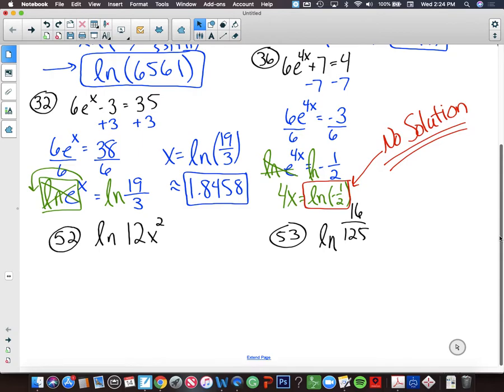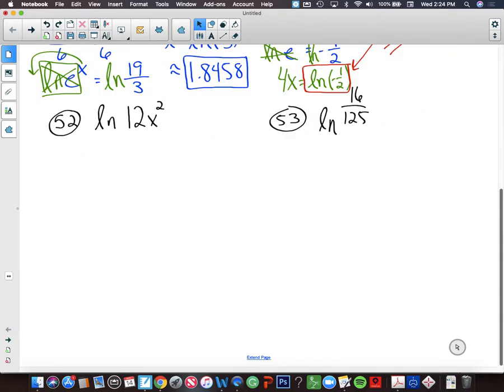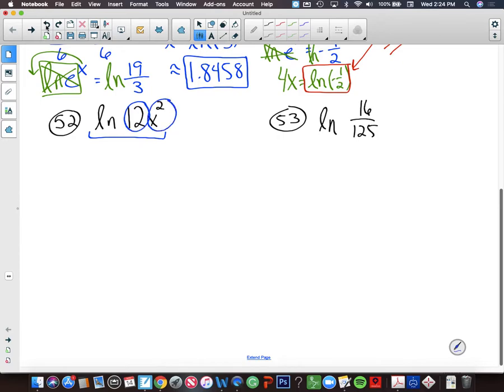Moving down to 52 and 53. So what you're supposed to do with those two problems is you're supposed to expand them. You're supposed to expand the logarithms into the simplest form. Okay, so first thing here, we're looking at this one. So we need to expand that. We got two things in there. We have a 12 and we have an x squared. So we need to give each of those their own natural log. And plus, go with the plus because multiplication means addition. So natural log of x squared.